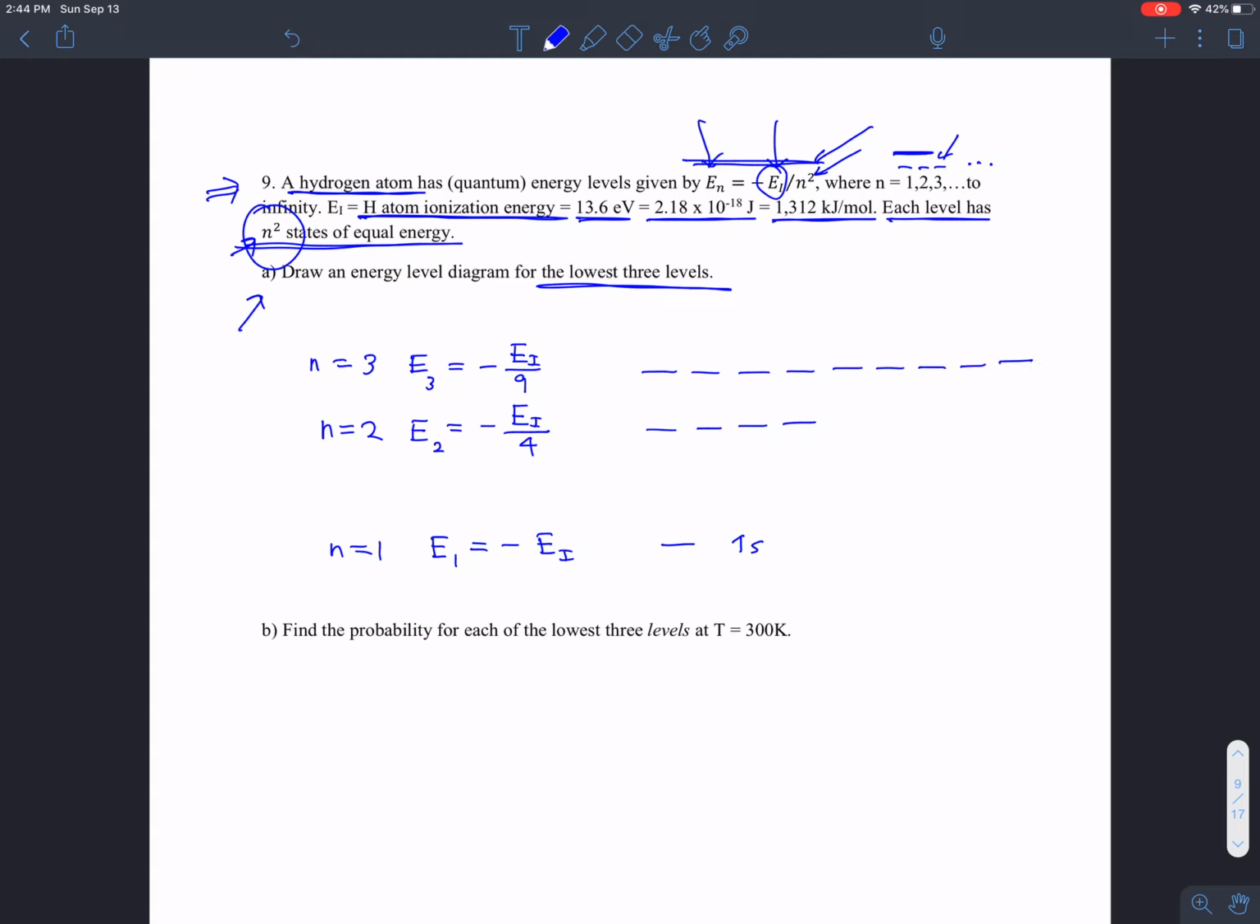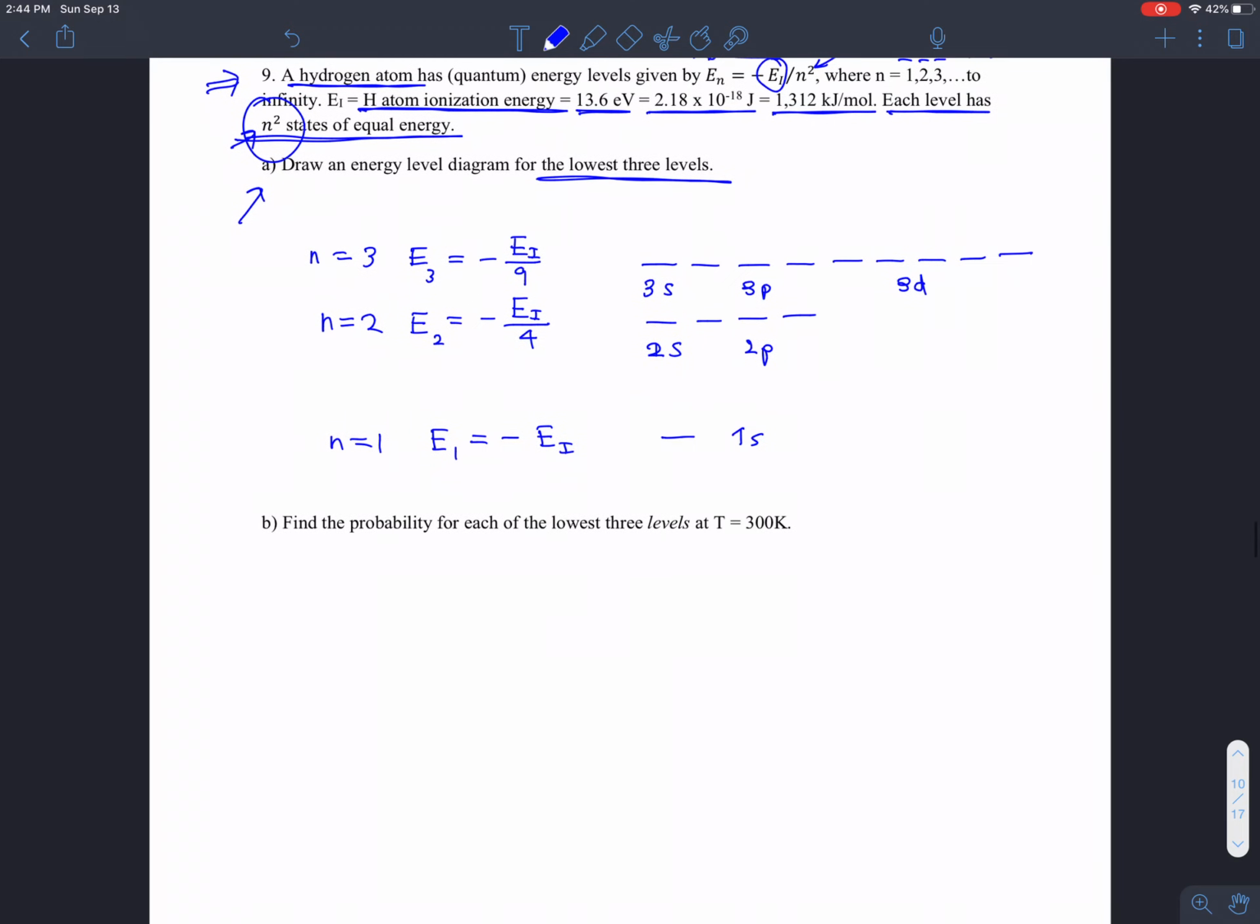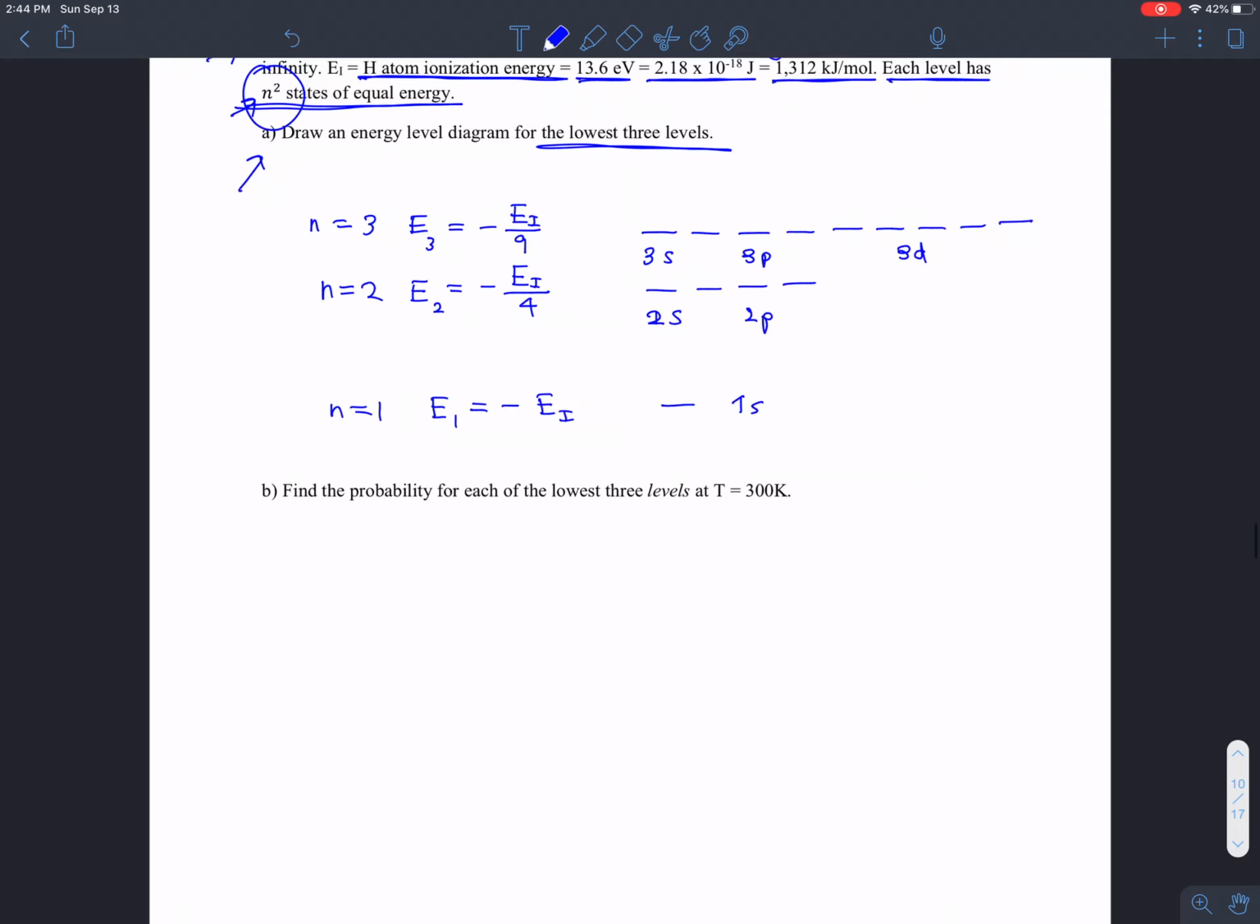And the 4 states down here for level 2 are a 2s and 2 p's. The 9 states for level 3 are a 3s, the 3 p's, and the 3 d's, and so on. But we don't have to care about that. All we care about is how many states there are and that their energies are all equal. All right, so that's our level diagram, and we've seen that once you have a level diagram, writing out the probabilities and the partition function and everything isn't so difficult.